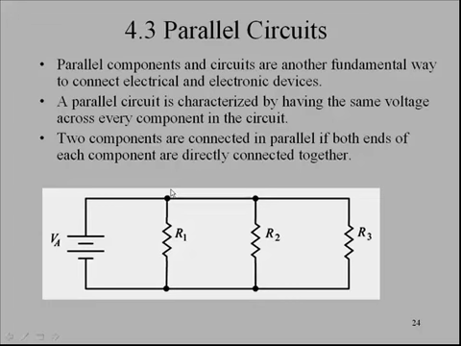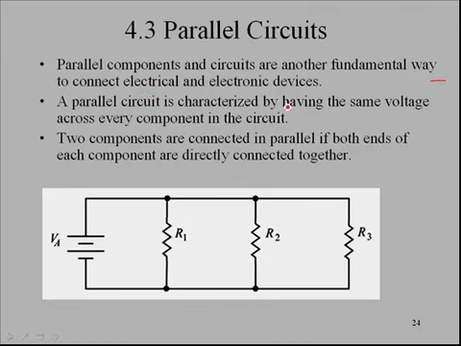When we started Chapter 4, we mentioned that there were four basic ways to connect circuits. In 4.3 here, we're going to be looking at parallel circuits, which is the second major method. Parallel components and circuits are another fundamental way to connect electrical and electronic devices.